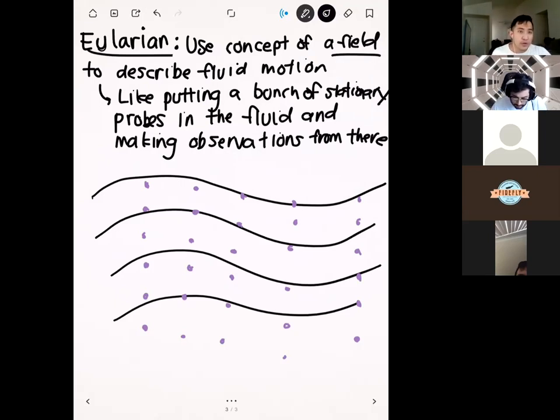So they're different. The Lagrangian would follow a fluid as it goes, while Eulerian says we're going to set up in a fixed region of space and see how the fluid behaves in this region of space. Any questions on this?